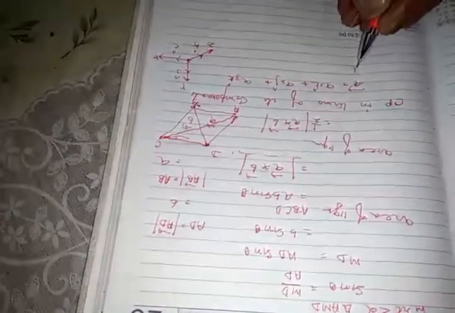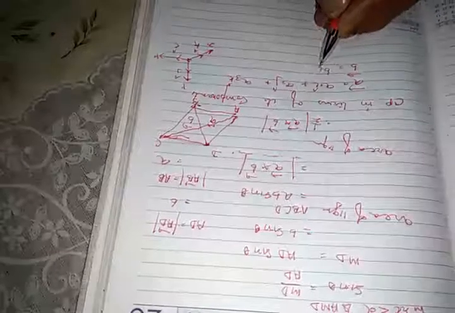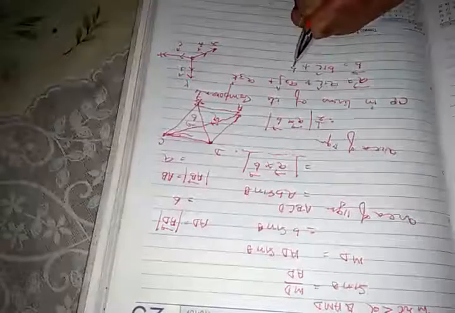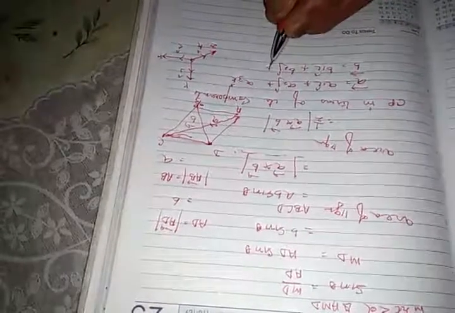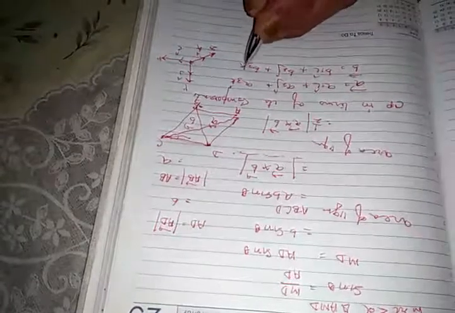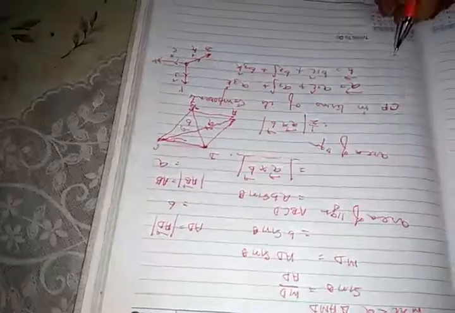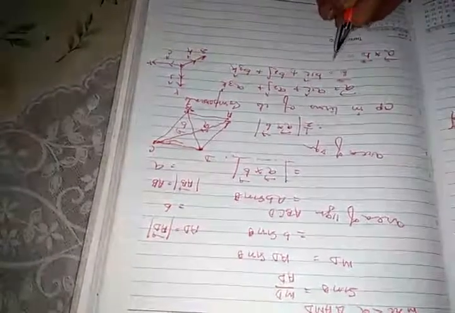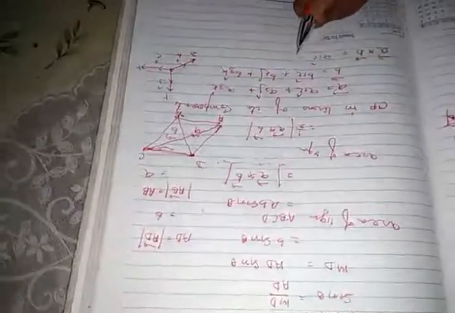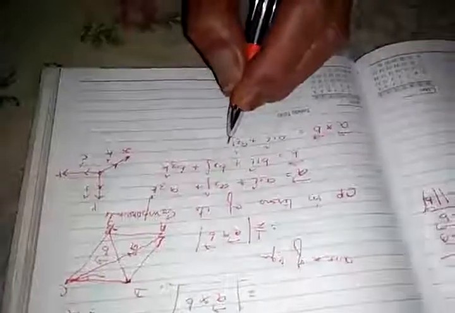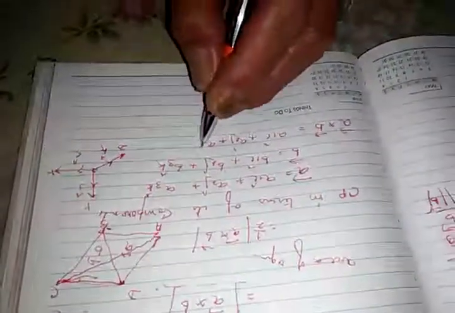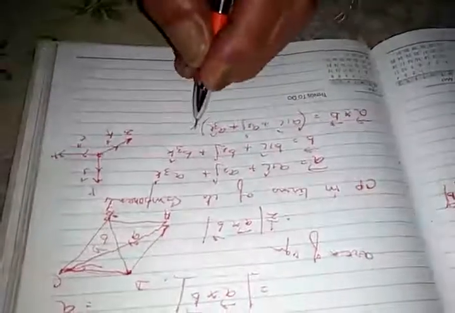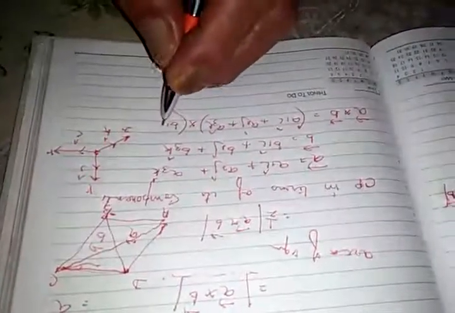Similarly, vector B is equal to B1 i plus B2 j plus B3 k. Then A cross B is equal to (A1 i plus A2 j plus A3 k) cross (B1 i plus B2 j plus B3 k).